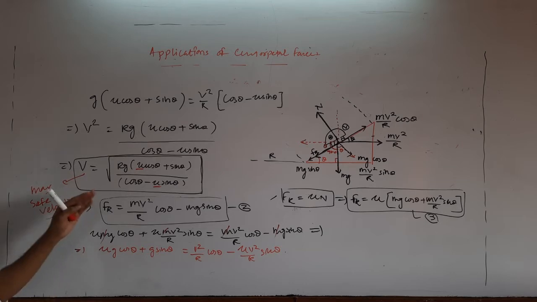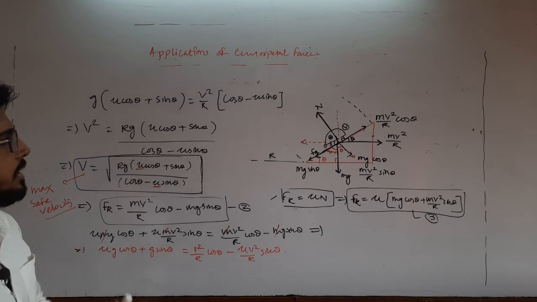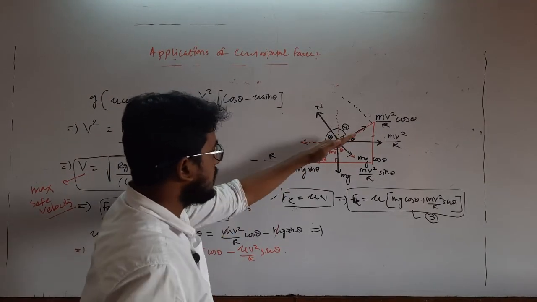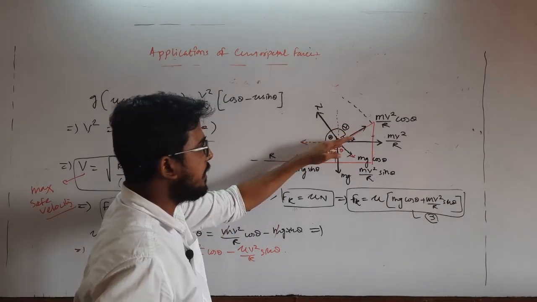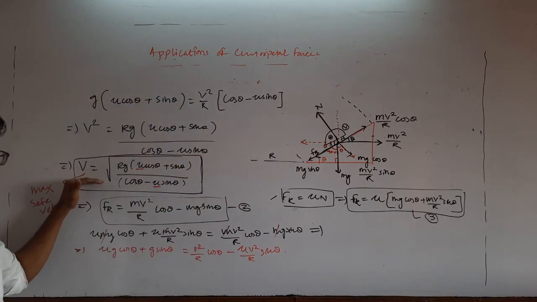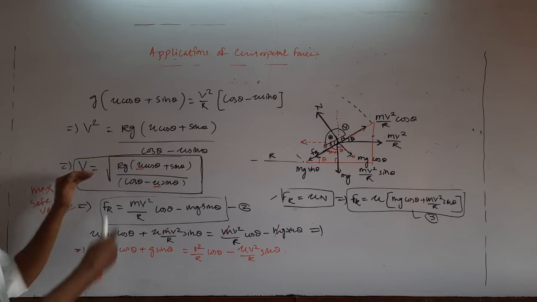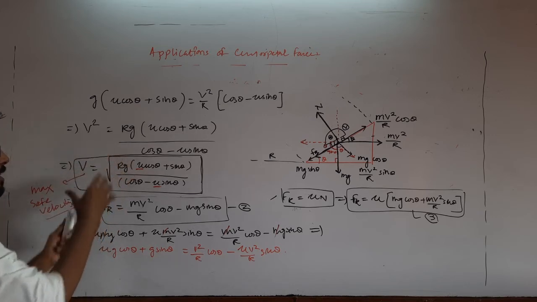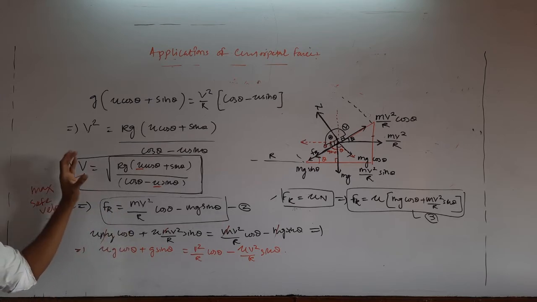Clear? So in this case also the friction acting on the vehicle will be what? Static, because there is no sliding. Okay, but if the velocity of the vehicle will be how much? This is the maximum safe velocity. Okay, so if the velocity will increase or decrease, this is the maximum safe velocity when the friction is static. Okay, there is no sliding.